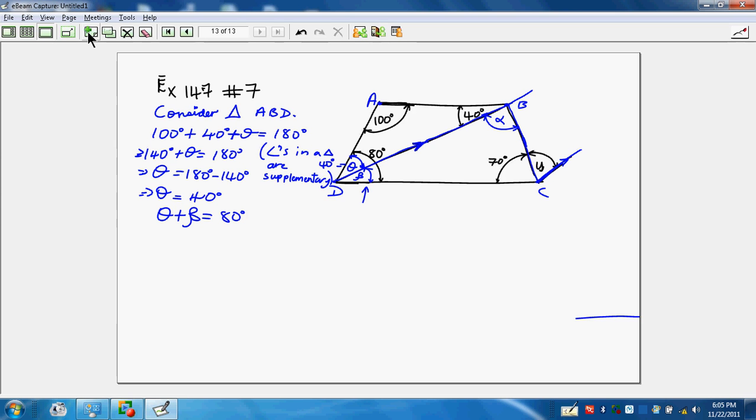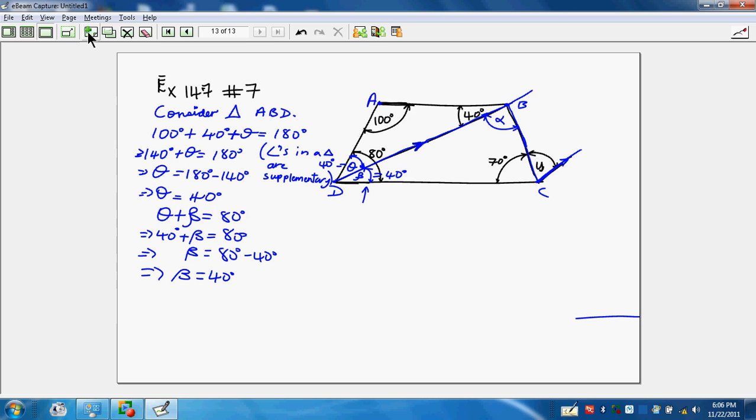Theta plus beta is equal to 80 degrees. Watch right here. But we know what theta is. Theta is 40. So let's put that in there. 40 plus angle beta is equal to 80 degrees, which means that angle beta is 80 minus 40, which means that angle beta is equal to 40 degrees. In other words, this line DB is a bisector of the angle. It cuts it in half. Because if the one on top, which is theta, is 40, and the one below, which is beta, is also 40, it means that that is a bisector.